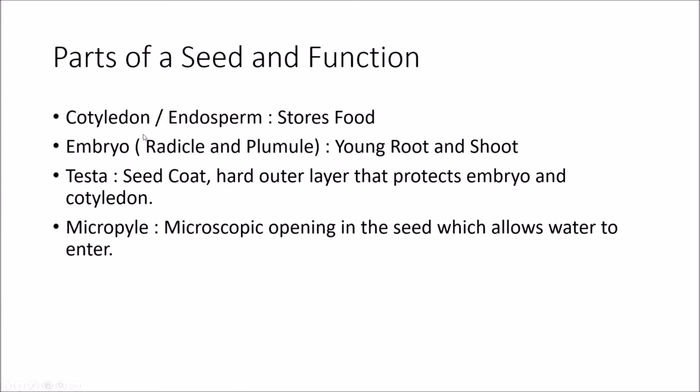All right, next we have the embryo. Like I said, that's the radicle and the plumule. We already know what both of them do. The testa, which I said was the seed coat, is a hard outer layer that's going to protect the embryo and the cotyledon. And the micropyle, which I said was an opening in the seed, is going to allow water to enter the seed.